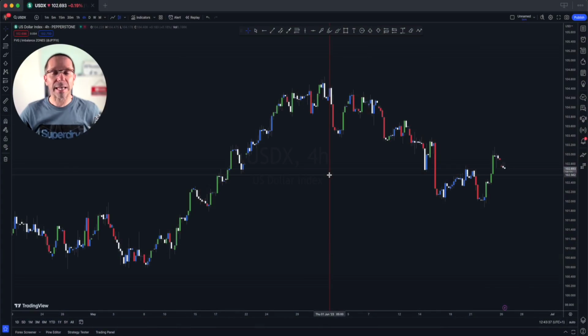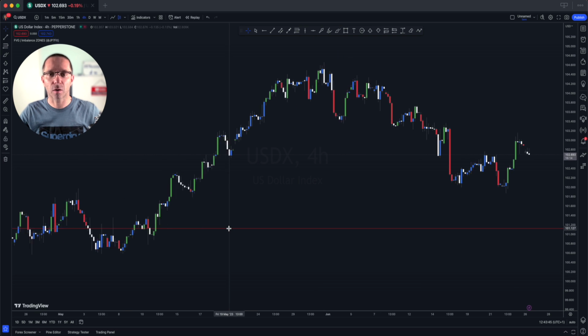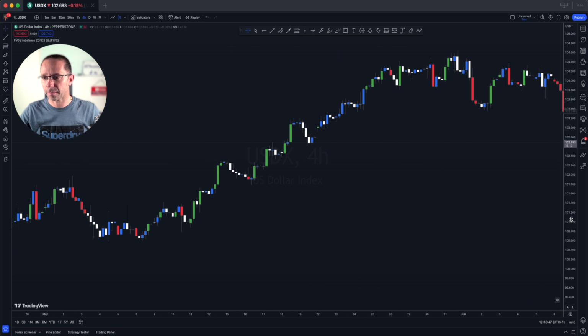Let's have a look at the chart now quickly, and we'll go through some examples of how you can identify the break of structure and that change of character in the markets. So we're on the US dollar index. I'm going to use this pair as an example to show you the break of structure and those change of characters. So first, let's look at a break of structure and what that actually looks like.